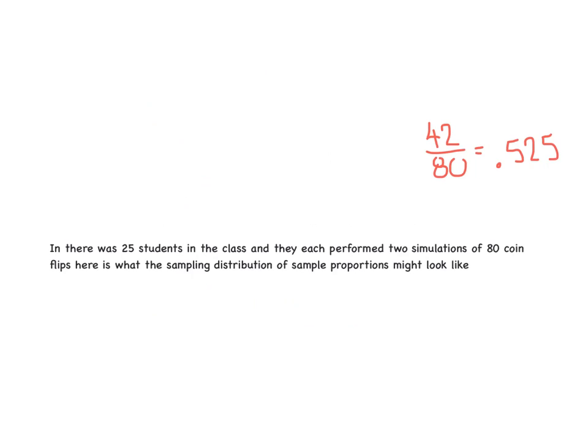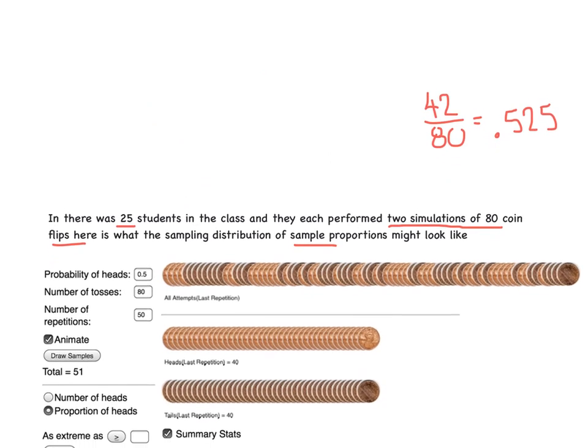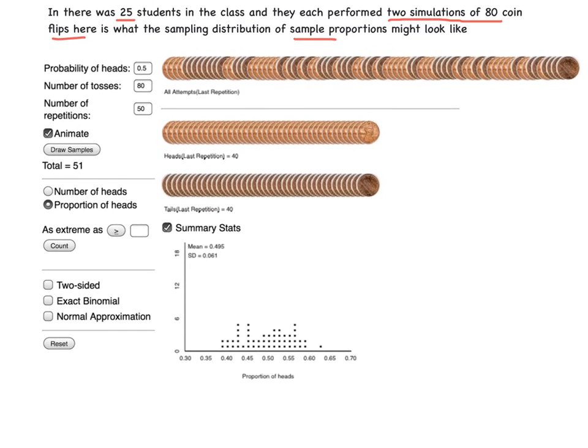Now, just like before, let's say there are 25 students in your class and they each perform 2 different simulations of 80 coin flips. Here's what the sampling distribution of the sample proportions might look like. I'm going to go grab a picture and bring it back with me. I took a much bigger picture this time to show you some of the other details on that website. You'll notice the big thing that changed was the number of repetitions, from 1 to 50. In other words, repetitions are simulations where it redoes the 80 flips. And this just shows the last repetition out of those 50.